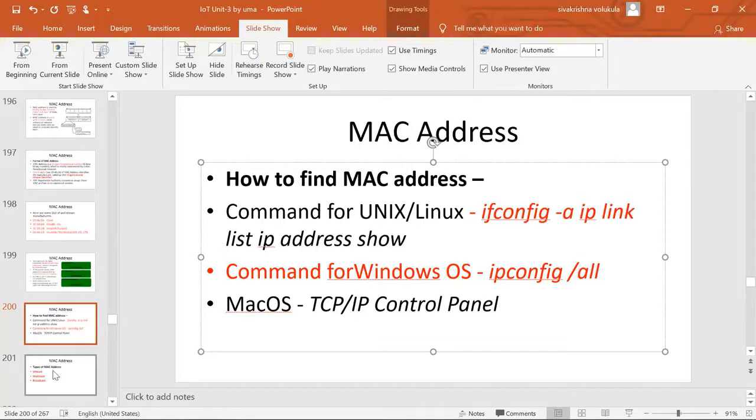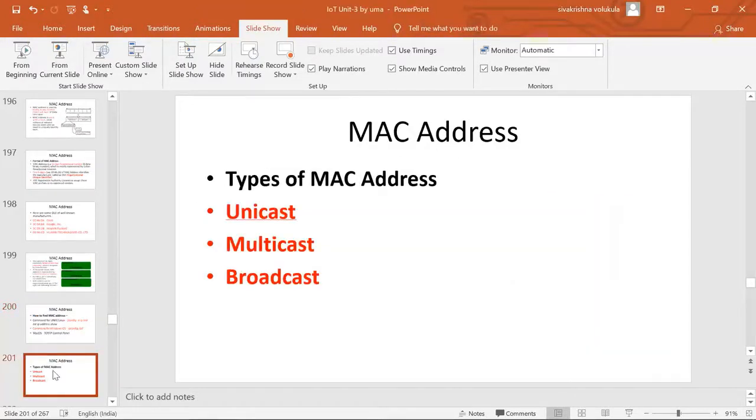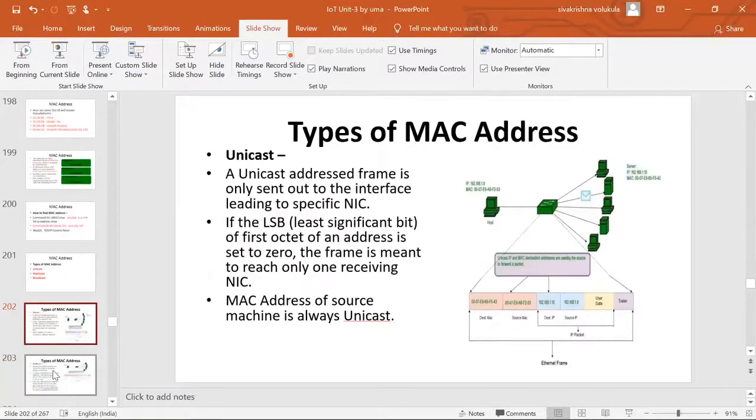And then coming to the types of MAC addresses: unicast address, multicast address, and broadcast address. Unicast address, already discussed, means transferring to only a single computer. Broadcast means all computers. Multicast means not limited to a single one, nor all. That is multicast and then broadcast.